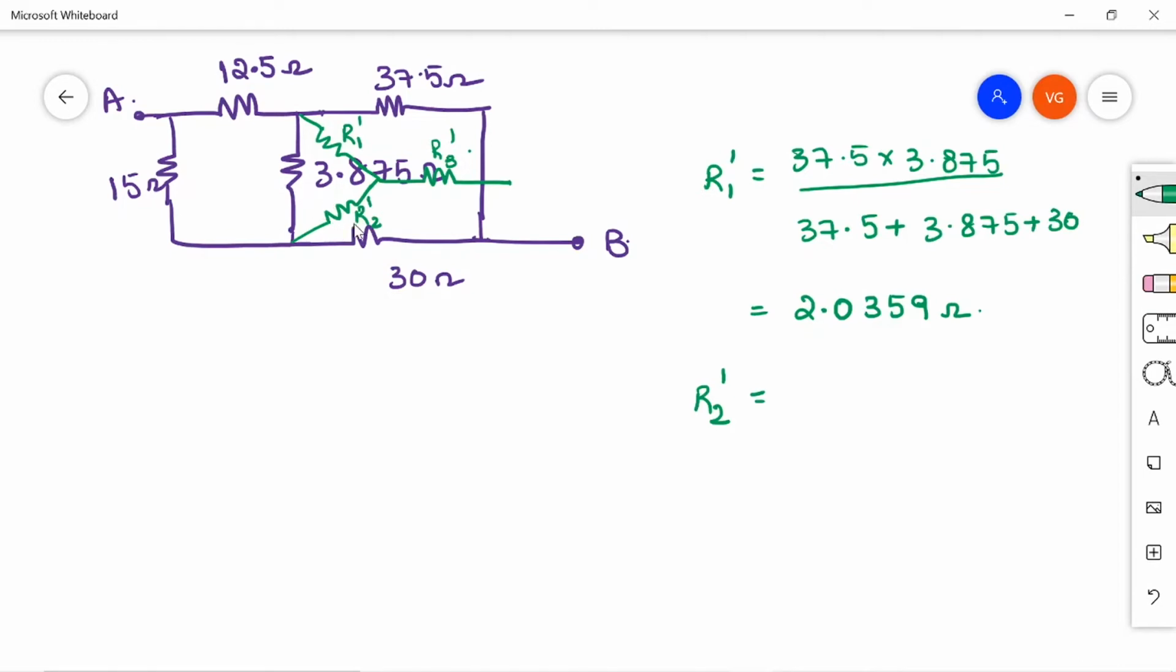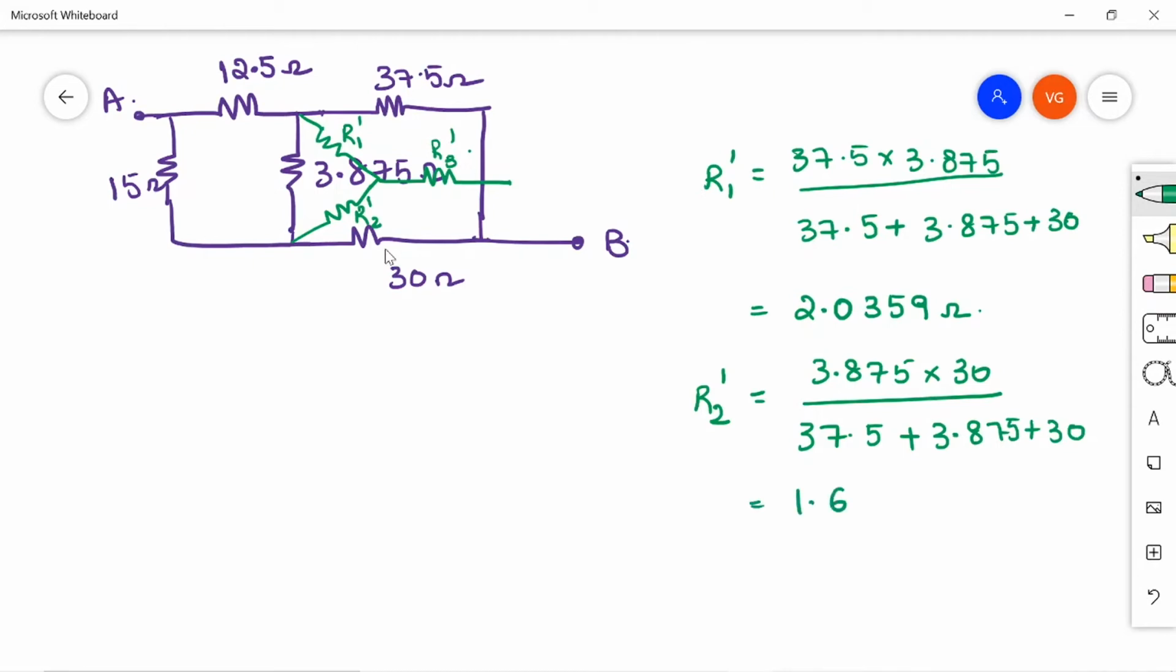Similarly, R2 dash will be the product of the resistances that lie on both the sides of R2 dash, that is 3.875 and 30. So 3.875 into 30, divided by the denominator, again the sum of all the resistances, 37.5 plus 3.875 plus 30. So this one is 1.6287 ohm.